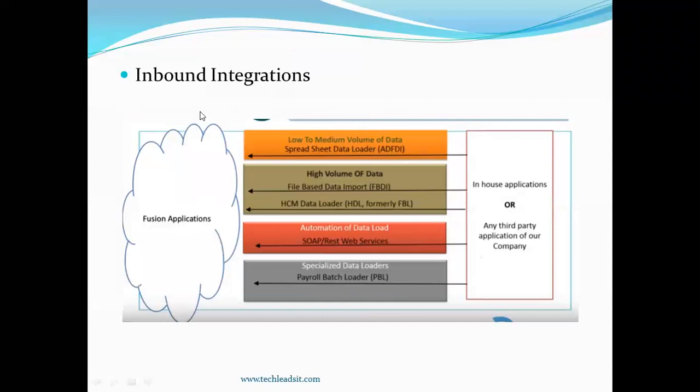Here we have inbound patterns from third-party systems into Fusion applications. We are pushing the data into Fusion applications, like FBDIs, file based data import, and HDLs for SCM data loaders and automation of data loads. We have SOAP and REST web services, which are for automations and schedule based loads. For minimal loading of data from source systems to target systems, we are going to use the ADF DI feature. For high volume, larger data, we are going to use FBDIs. For employee related inbound patterns, we are going to use HDLs.